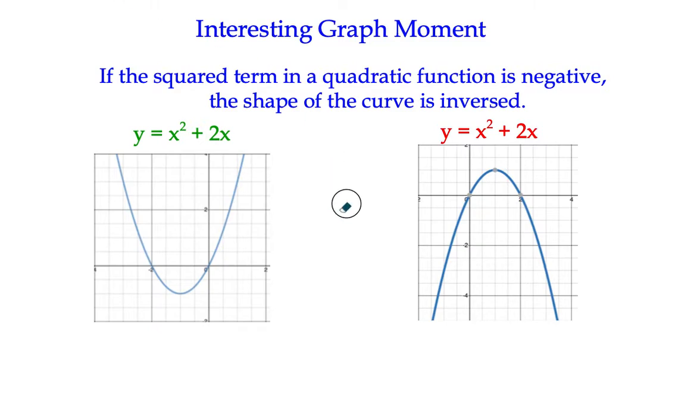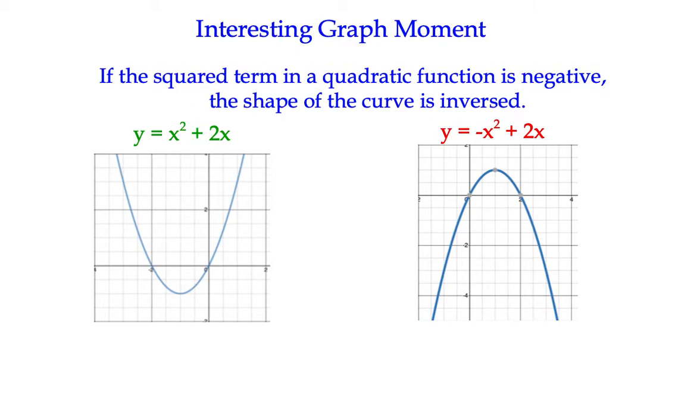So, interesting graph moment. You've seen the pictures of parabolas, sometimes they go to a lowest point and then they kind of go back up from both those points. Sometimes it gets to a top, a wee hill. Okay, what's the difference between these? The difference is a negative sign. If the squared term in a quadratic function is negative, then the shape of the curve is inverted. So when x squared is positive, we've got this lowest point, and when x squared is negative, we've got this highest point it comes down to.